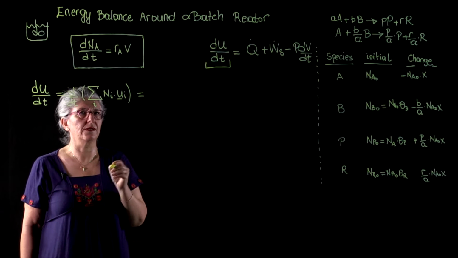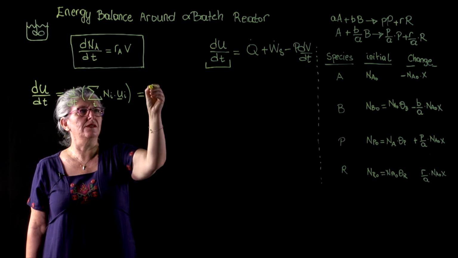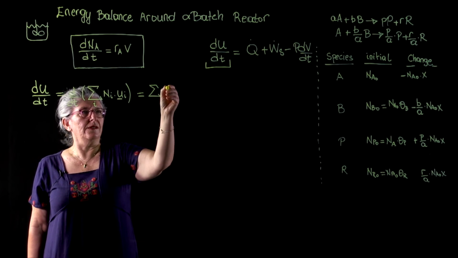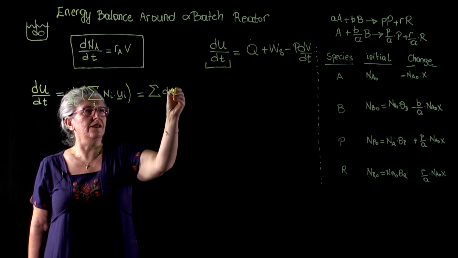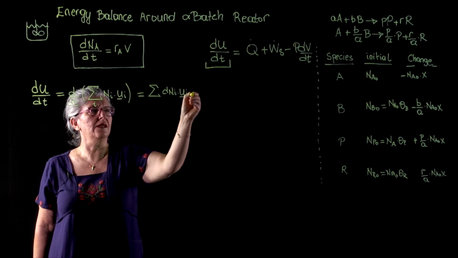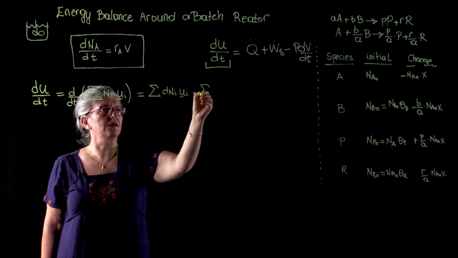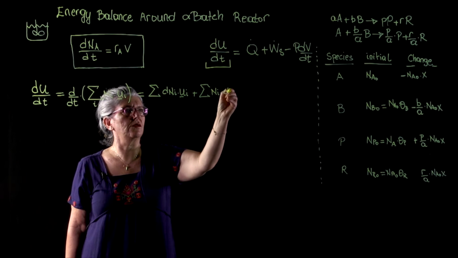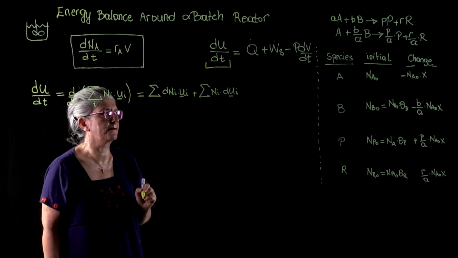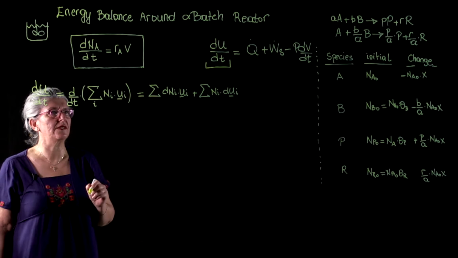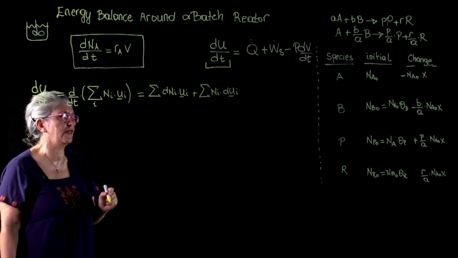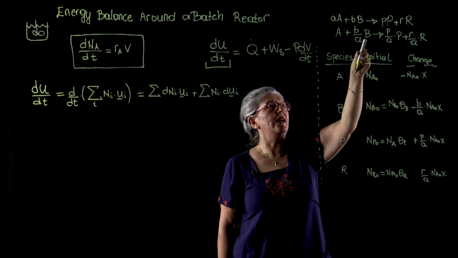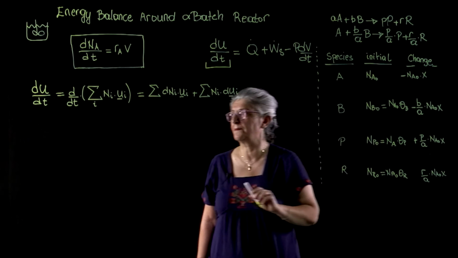This is going to be summation of d ni times ui plus summation of ni times dui. Internal energy of species i, number of moles of species i. And as far as our reaction is concerned, we have species i as A, B, P, and R.